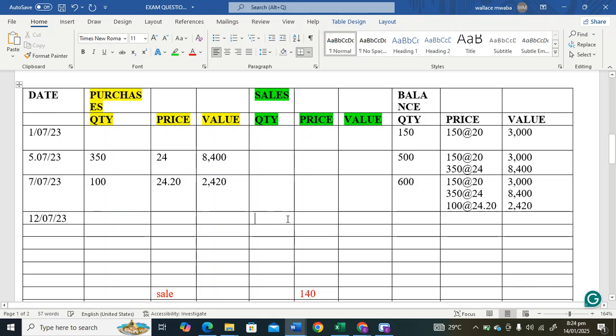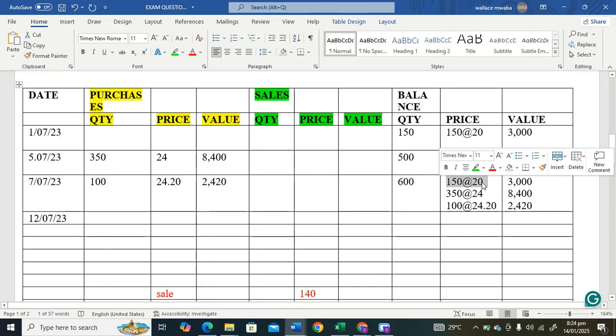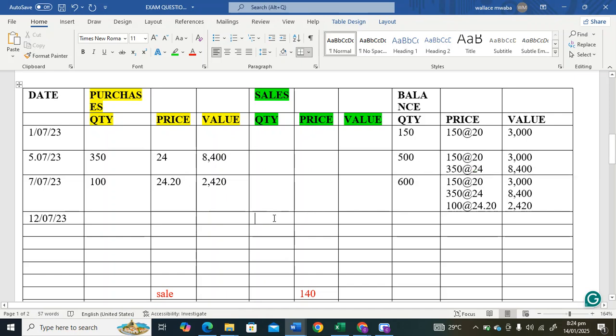Okay, we've sold 250 units. So this is how we're going to do it. Remember, this is first in, first out. So the first units that are going to go are these 150 units at 20 kwacha. So here you're going to put 150 units at 20 kwacha. 150 times 20, 3,000.